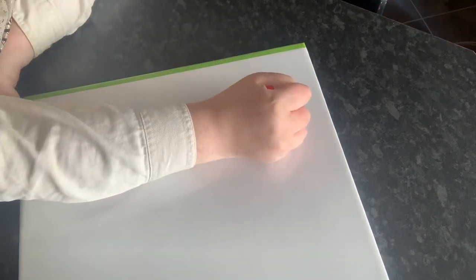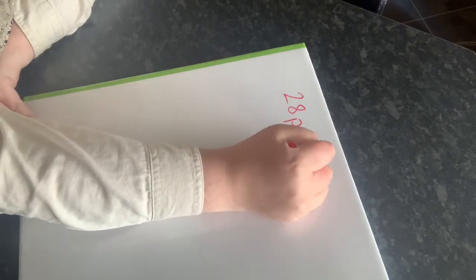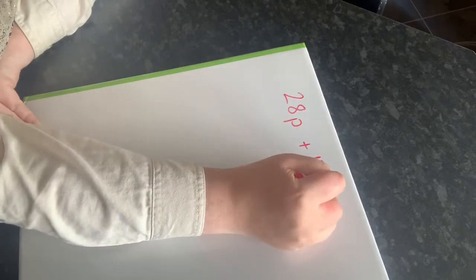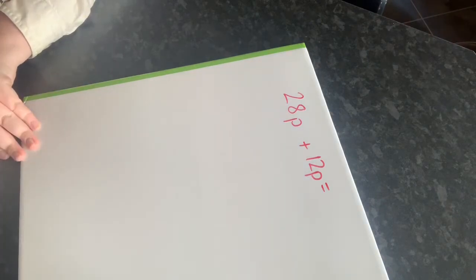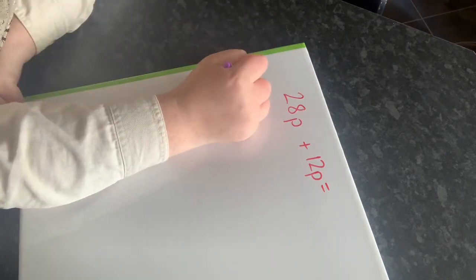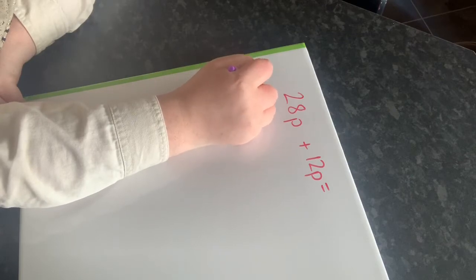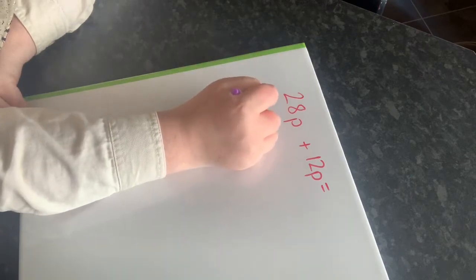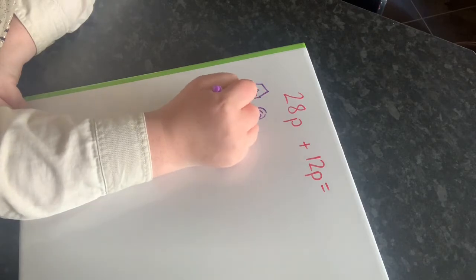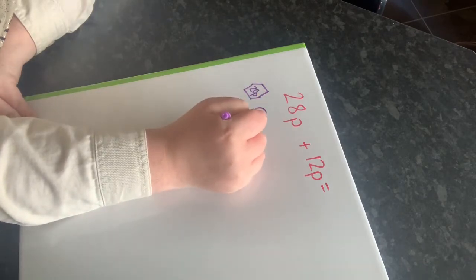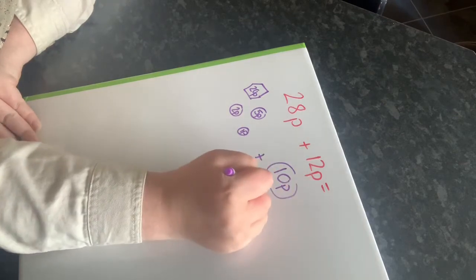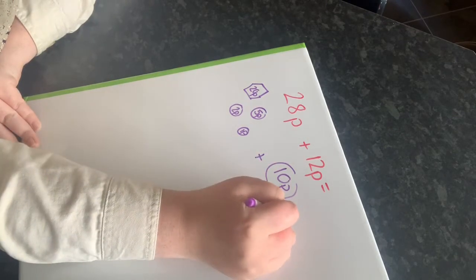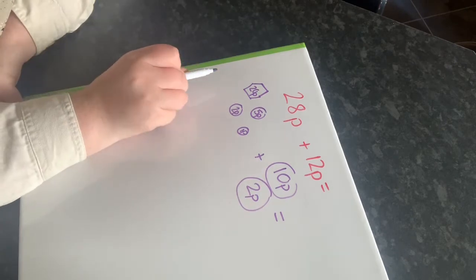This time I'm going to add 28 pence and 12 pence together. Again, you can draw out the coins to help you, so I'm going to try that. So I'm going to do a 20p, a 5p, a 2p and a 1p for 28, and then a 10p and a 2p for 12. So I'm going to add them together.